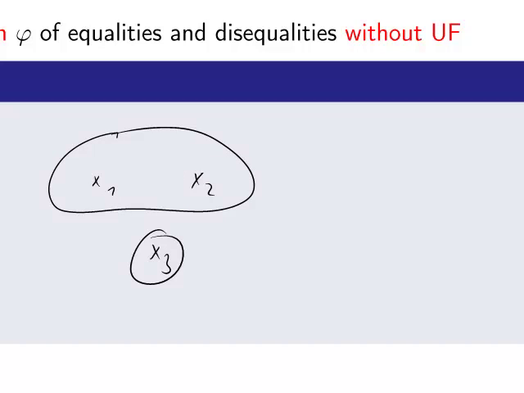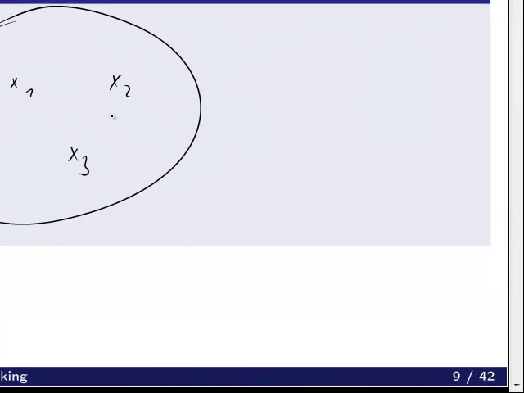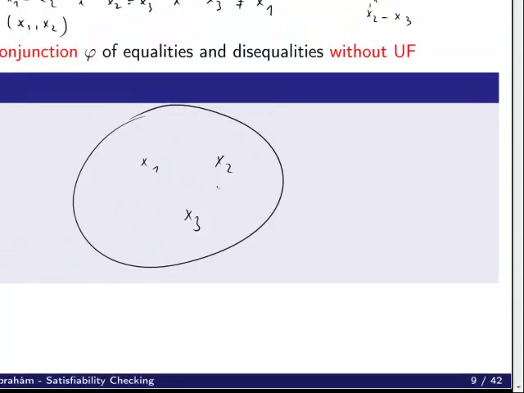And I have a new equation, x2 equals x3. So I know that these two are in the same class. That means I will also merge these two classes into one. Now I considered all equalities. I've built the equivalence classes of the variables with respect to the given equalities. And what do I do now? Check if there are contradictions with the equality. Exactly. And how do I do this? I check if there's an inequality where both terms are in the same equivalence class.